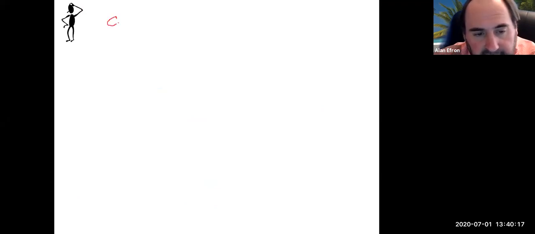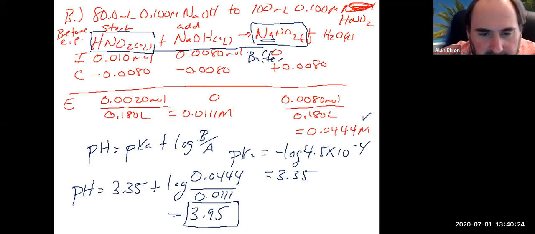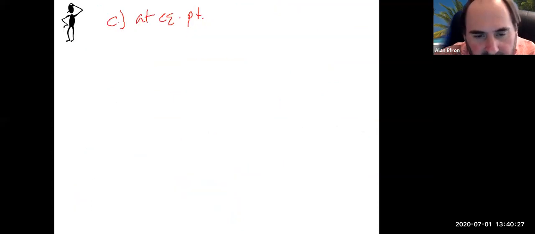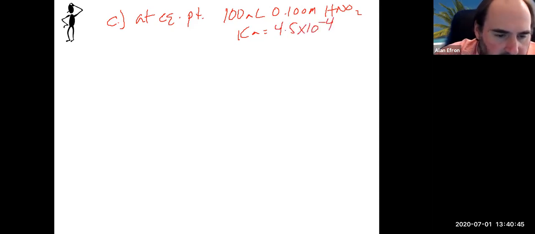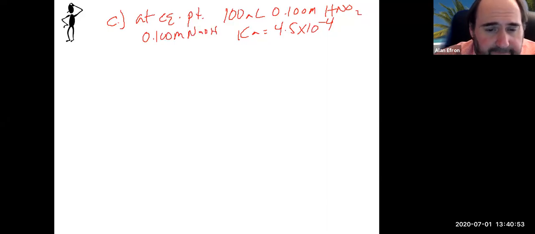So in part C, it's at the equivalence point. And again, here we are starting with 100 milliliters, I think, right? The 0.1. So we have 100 milliliters of the 0.1 molar nitrous acid, Ka value, just to remind me, 4.5 times 10 to the minus 4. And we want to know what is the pH when we're at the equivalence point. And again, we're adding 0.1 molar sodium hydroxide.